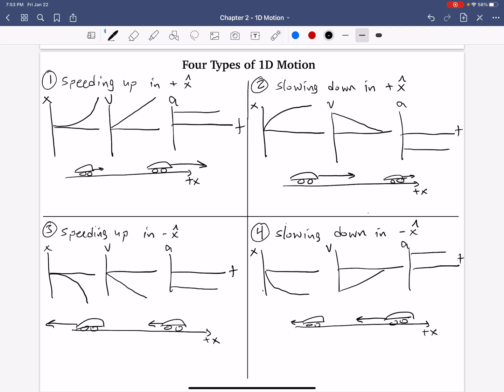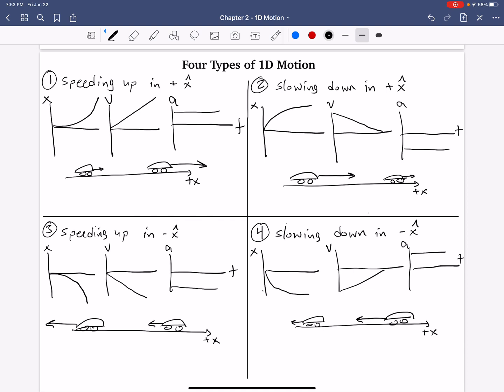All right, welcome to part 2 of this video of motion analysis of x, v, and a. In this one we'll discuss the relationship between the signs of velocity and acceleration and the object's motion.